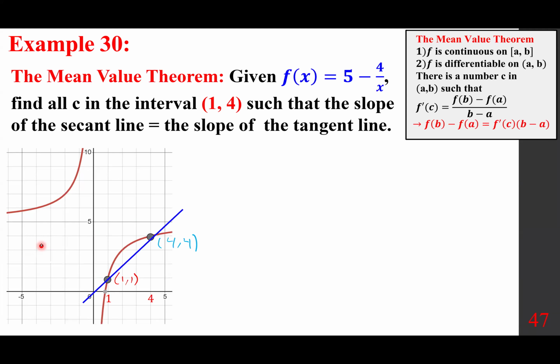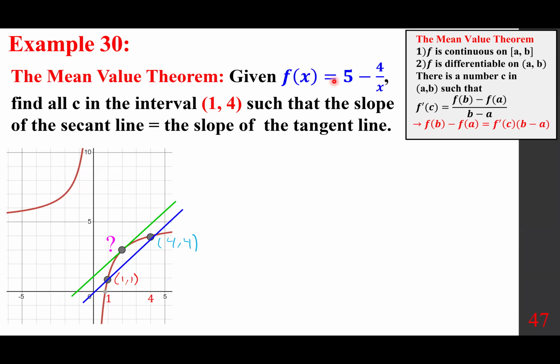And so you connect them, and here's your secant line, and we are saying that there is somewhere in between that the tangent line is parallel to the secant line. So what is that point? That's what we are looking for. That's the question. I want to make sure that it is understood.